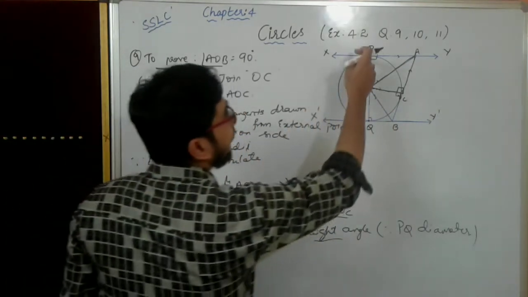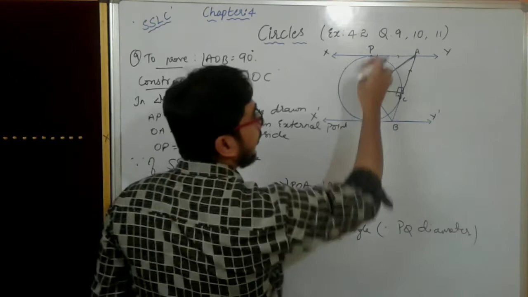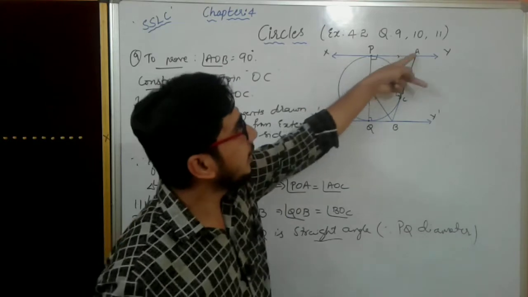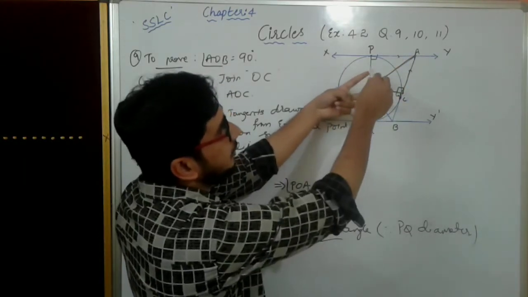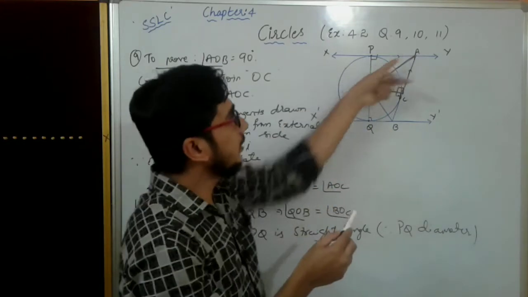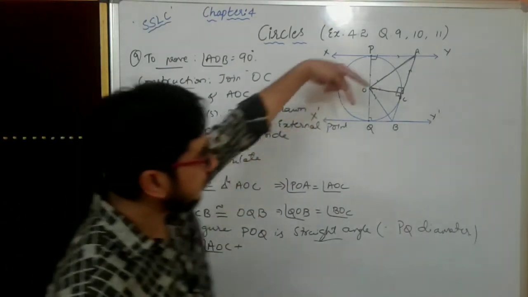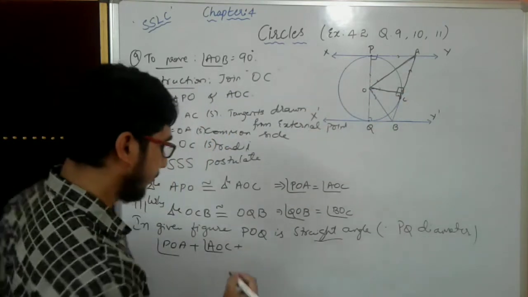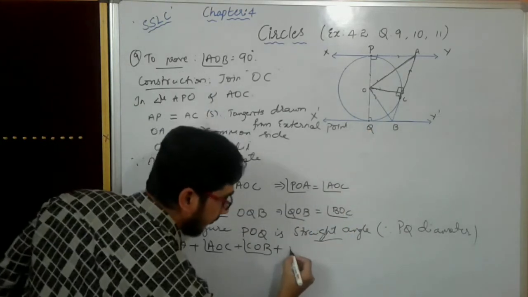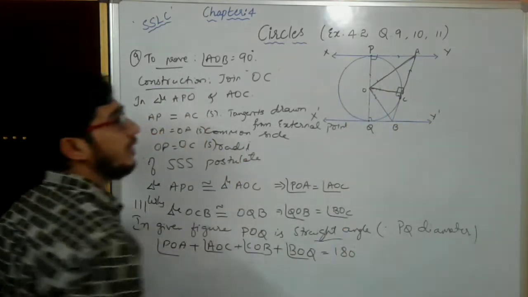So I'll write angle POA plus, now this portion over POA, again this angle AOC. See, this tip goes to A, this corner goes to O, this tip goes to C. Plus again COB, plus BOQ, totally how much? 180 degree, because all these together make a straight angle.